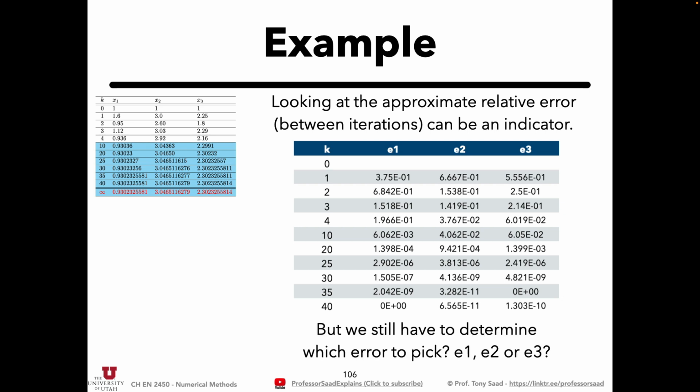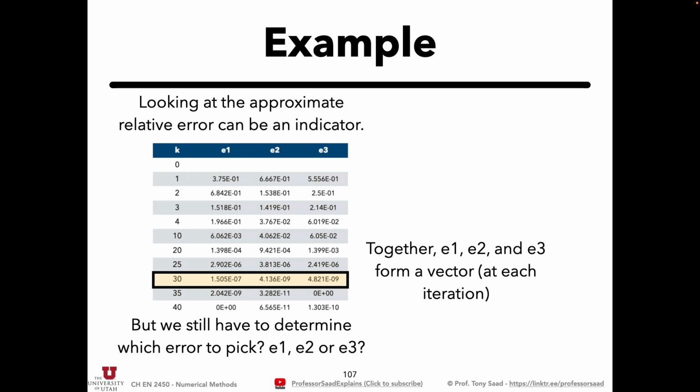So which one do you determine? Well, let's look at it a different way. Together, the errors for a given iteration, you can compute an approximate error for each variable. Now, together, those errors make a vector. How do you evaluate the magnitude of a vector? Remember exam 0? Pythagorean norm, for example. Some measure to tell you how big that vector is. Like, what is the magnitude of that vector?